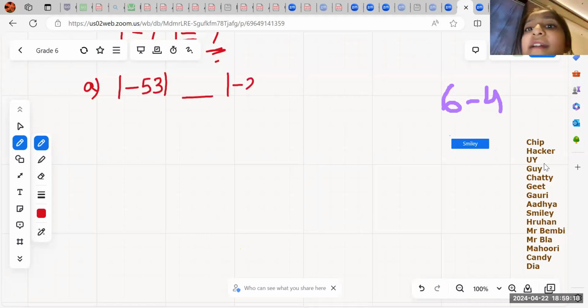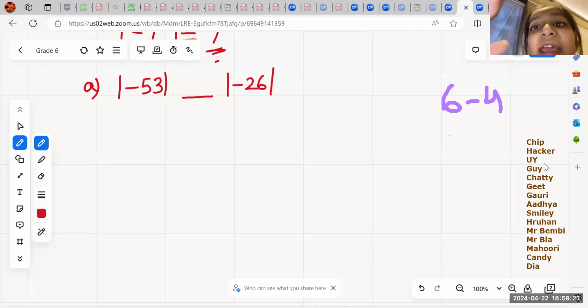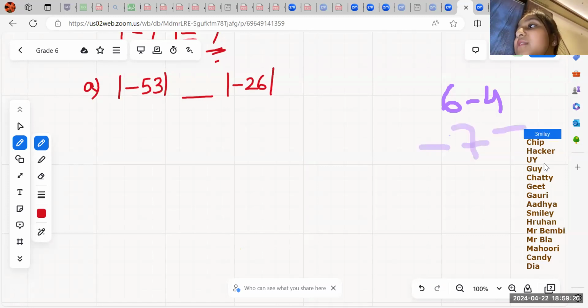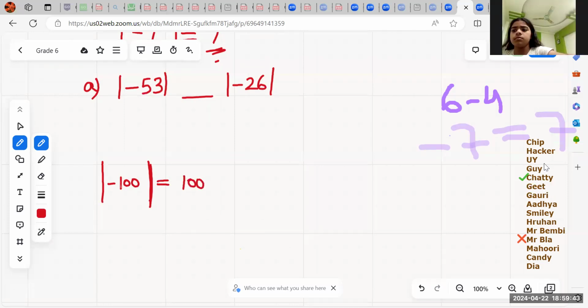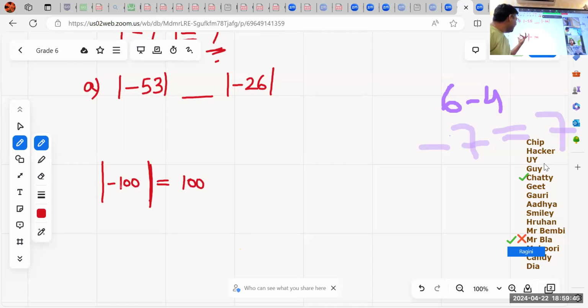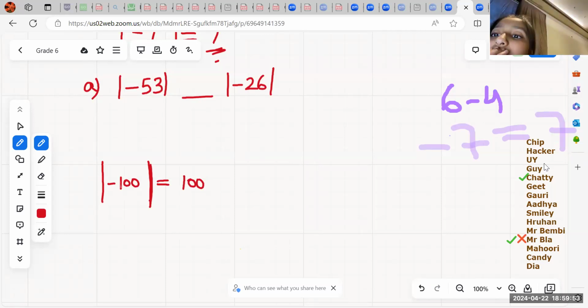Sir, I did not understand, like, when we have to say minus 7 is equal to 7. Beta, see, whatever negative thing we put in these absolute value signs, like if I put -100, it converts it to positive. It doesn't mean that -100 is equal to 100. These are magical brackets. They convert it.